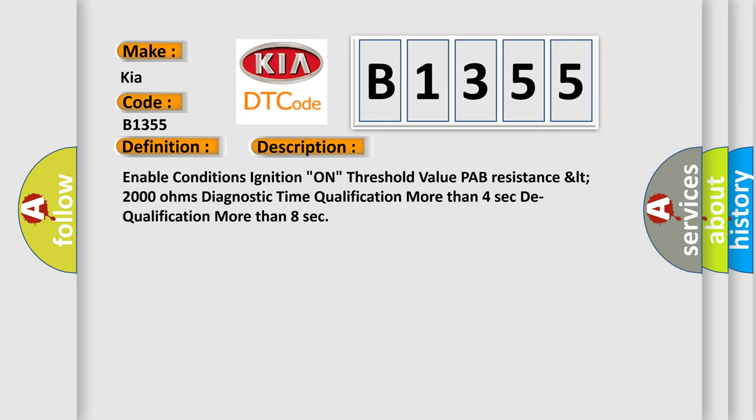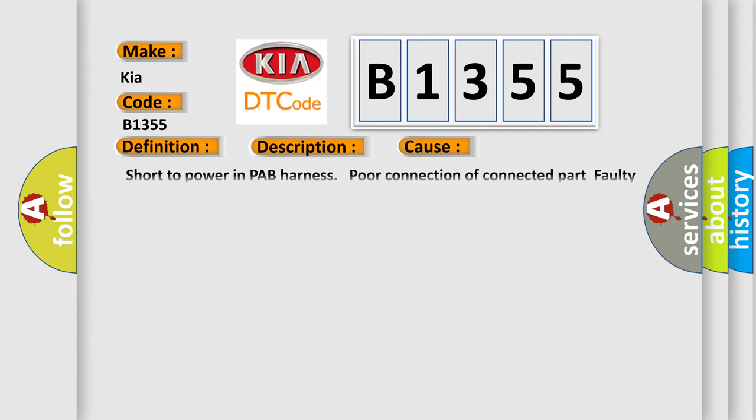Enable conditions: ignition on, threshold value PAB resistance LT 2000 ohms, diagnostic time qualification more than 4 seconds, de-qualification more than 8 seconds. This diagnostic error occurs most often in these cases: short to power in PAB harness, poor connection of connected part, faulty PAB, faulty SRSCM.